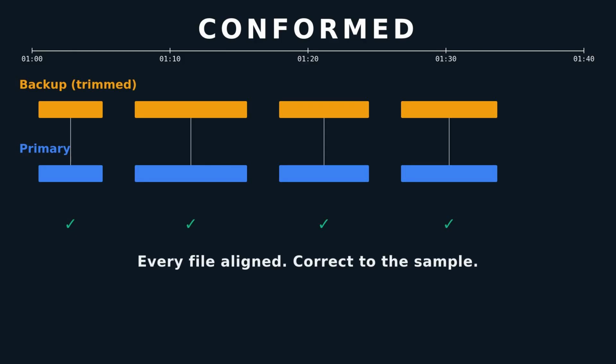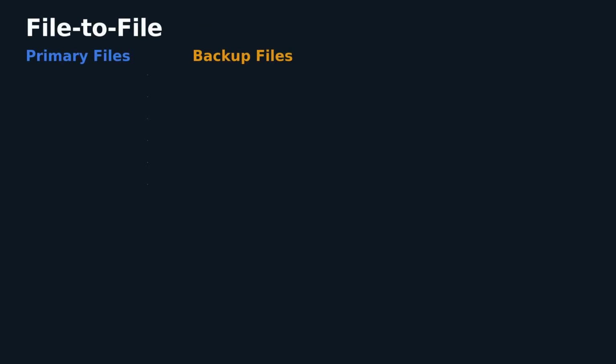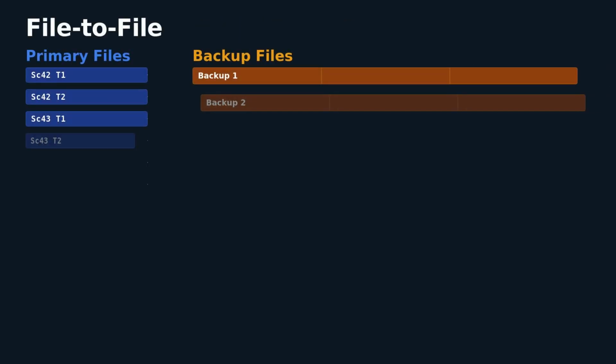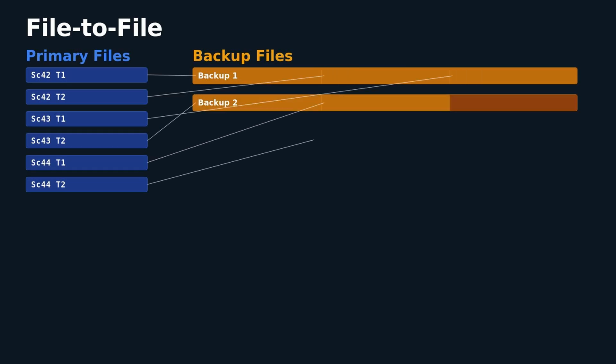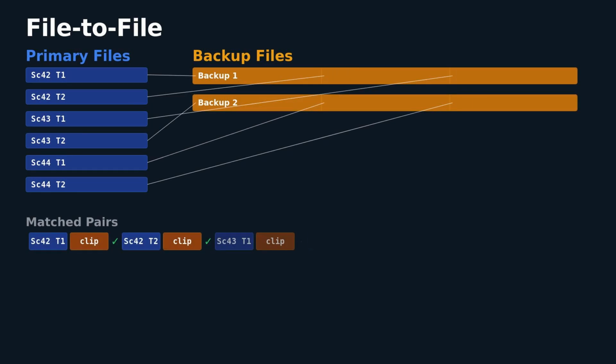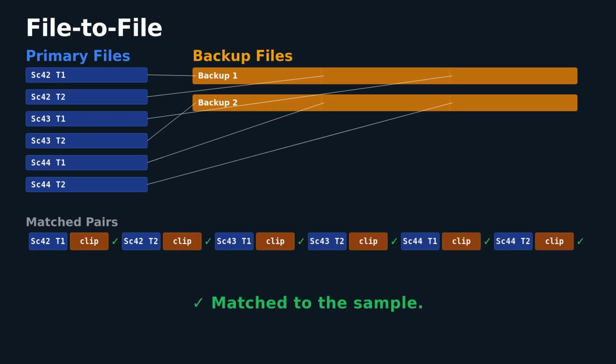You give Wave Copilot a folder of primary files and a folder of backup files. For each primary file, it finds the backup audio that covers the same timecode range and trims the backup to match. Same in point, same out point, correct to the sample. The output is a set of backup files that align exactly with your primary files.